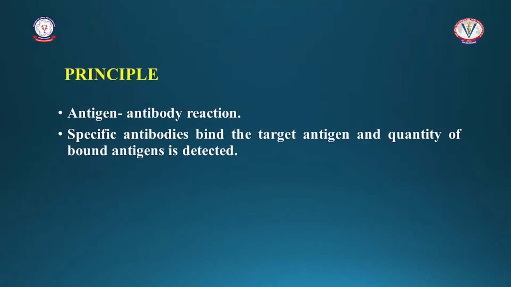If we talk about the principle of ELISA, it works on the principle of antigen-antibody reaction. Specific antibodies bind the target antigen. It detects the presence and quantity of antigen binding. Therefore, depending upon the antigen-antibody combination, the assay may be called direct, indirect, sandwich or competitive ELISA.